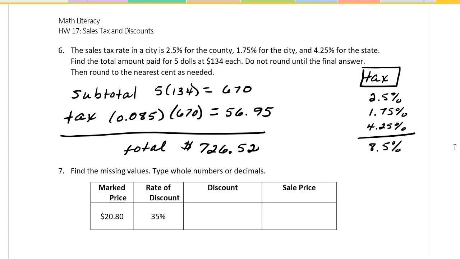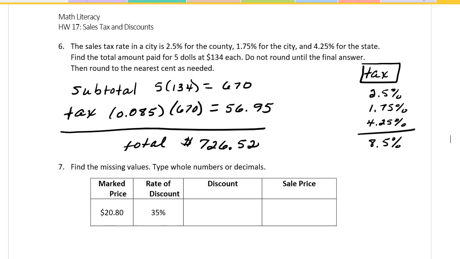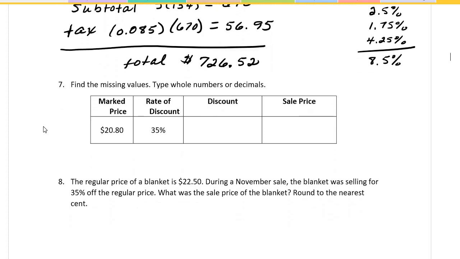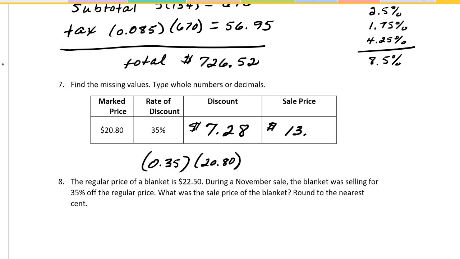On the next problem, we are looking at discount. We have an item that is regularly priced at $20.80, and we have a 35% discount. So I find the discount by taking 35% of the original price, and that will give me $7.28. And I subtract that $7.28 from the original price to find my sale price. So that's $13.52.